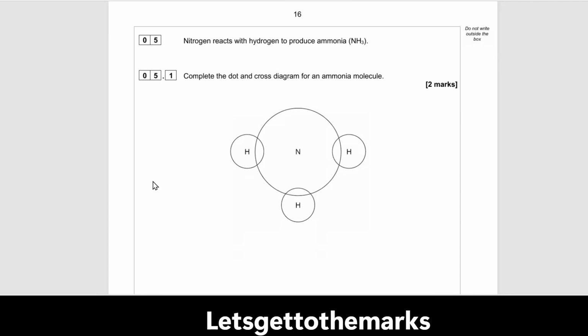Question 5. Nitrogen reacts with hydrogen to produce ammonia. Complete the dot and cross diagram for an ammonia molecule. 2 marks. Why don't you copy this down on a scrap bit of paper? Have a go. This should be bread and butter for you guys.